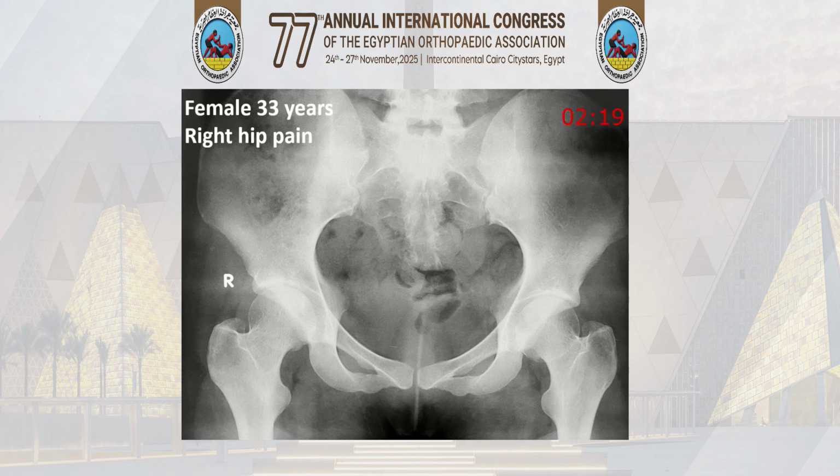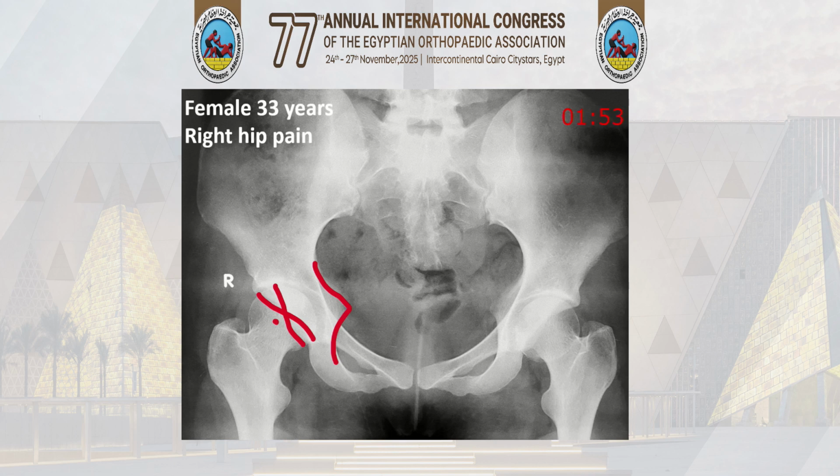So back to our first case. This is a female patient, 33 years old. She has a right hip pain. Actually, she has the 3 classical signs of acetabular retroversion. She has ischial spine sign. She has crossover sign, 1 centimeter from the top, from the roof of the acetabulum, and also she has posterior wall sign.